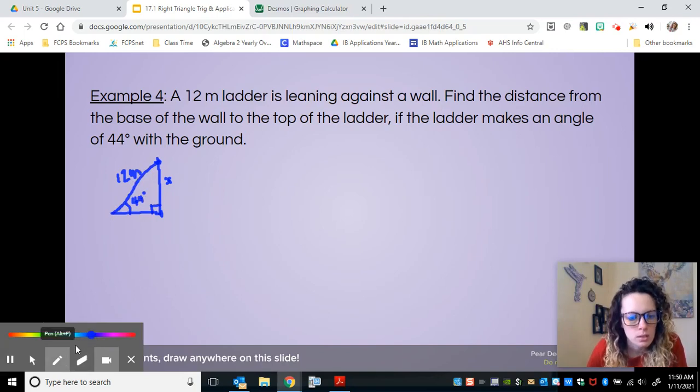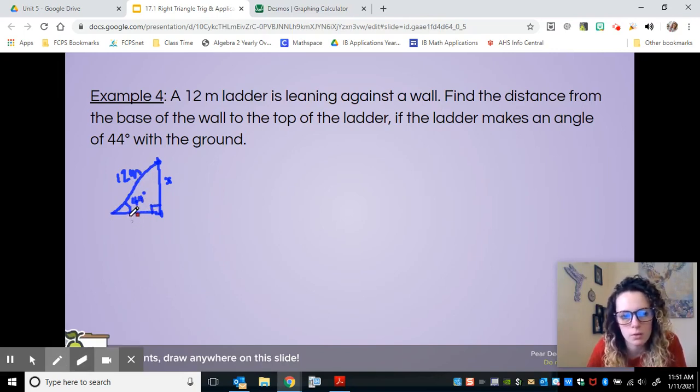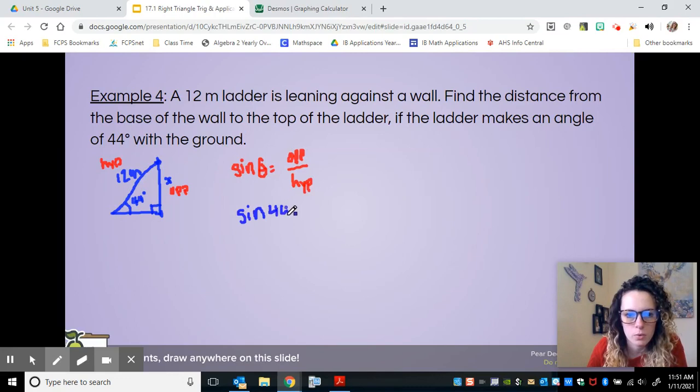And so let's figure out what we have here. If I'm focusing on that 44 degrees, we're looking for the opposite. And we have our hypotenuse. So opposite and hypotenuse, that means I'm looking at sine. Again, filling in what we know. I know my angle is 44 degrees. I'm looking for the opposite side, and I have my hypotenuse of 12.